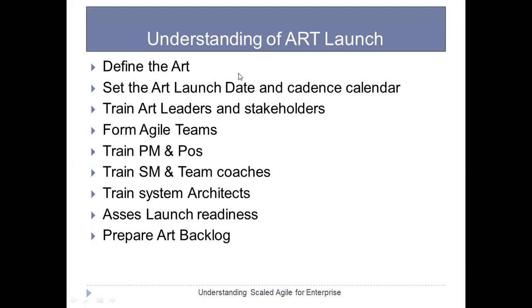The first one is defining the ART. Let me give you an overall idea first, then I'll get into the detailed part. So one is that we need to define the ART. Followed by this, we need to set the ART launch date as well as the cadence calendar. At the same time, we need to train ART leaders and stakeholders, followed by forming the agile teams, right? So at the same time, training project managers, product owners, scrum team members, scrum masters, team coaches, system architects, all that. At the same time, assessing launch readiness, followed by preparing the ART backlog.